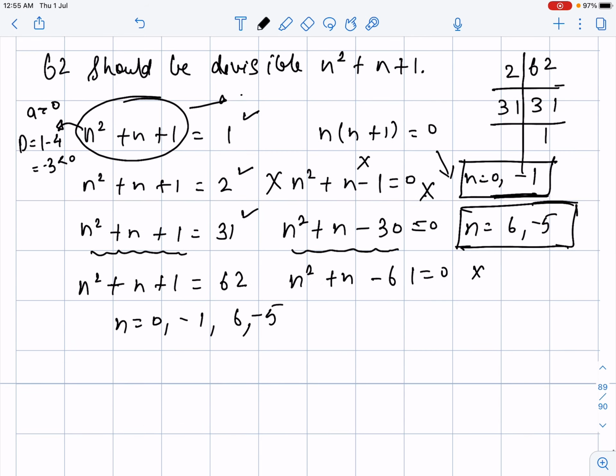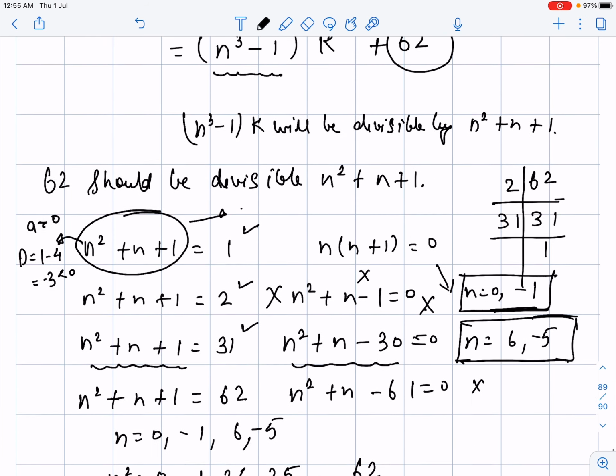I'll do the square of all these values. That will be 0, 1, 36 and 25. So 36 plus 36 will be 72. So the final answer will be what? 72 minus 10, that is 62. So 62 will be the final answer for this question.